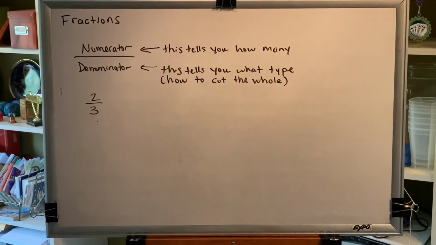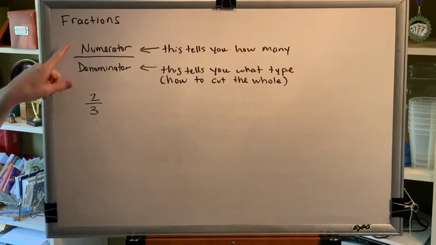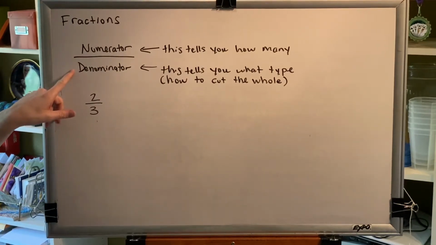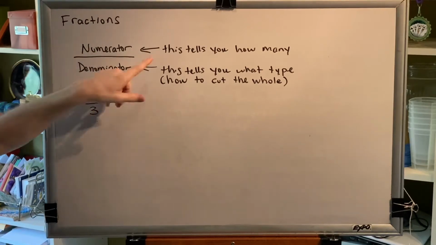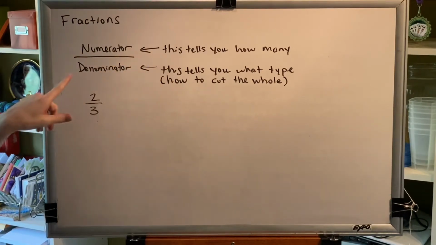The topic of this video is understanding fractions. Fractions consist of a numerator up top and a denominator down below. Each one has a meaning. The numerator tells you how many things you have, and the denominator tells you what type. In other words, how to cut the whole.